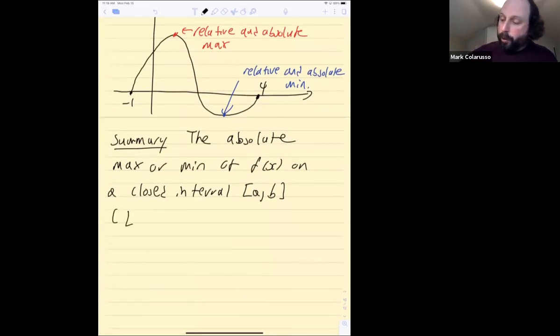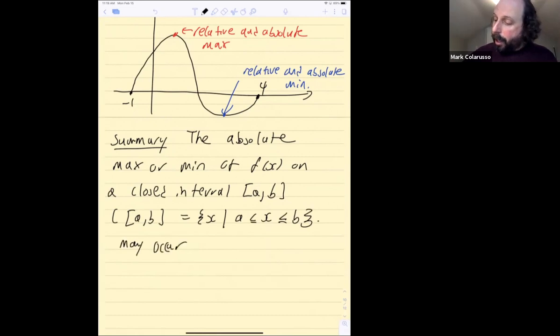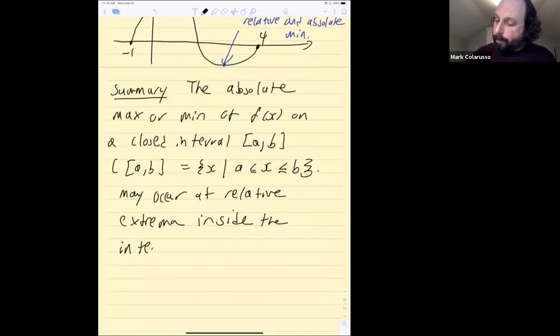So the absolute max or min of f at x on a closed interval a, b, remember that closed interval a, b equals the set of x such that x is greater than or equal to a and x is less than or equal to b, right? May occur at relative extrema inside the interval, or they may occur at the endpoints.